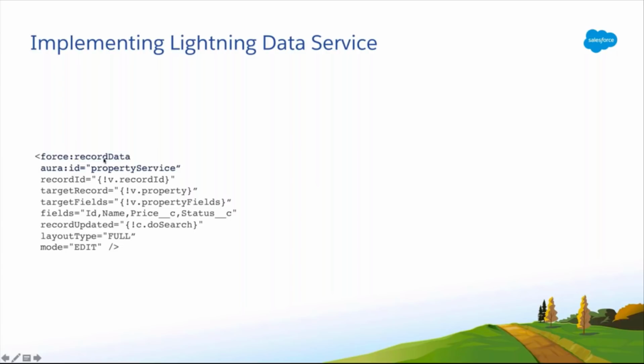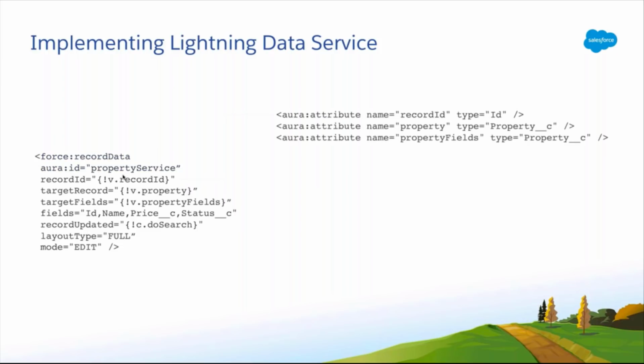So what do we start with? Well, we start with just force record data and its Aura ID here, in this particular case, property service, right? But the important part is that we're going to tie our force record data to some attributes. For example, record ID. We're going to pass the record ID to that force record data. Once we do that, that is what initiates the retrieval of data. So that force record data, it's going to receive the record ID. It's going to say, hey, I need all of the data from this particular record.